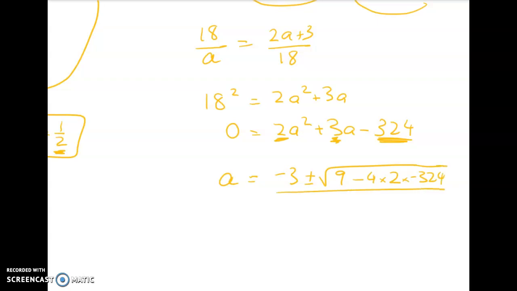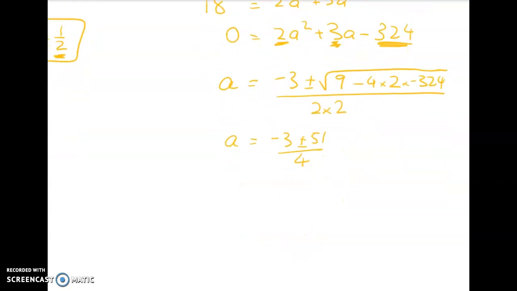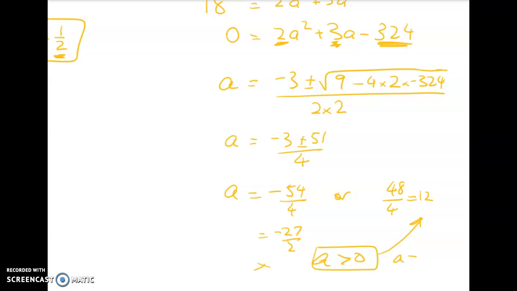All right, so I'm getting some quite big numbers here. So I've got 2A in the denominator. That gives me A is equal to negative 3 plus or minus 51 over 4. So A is equal to negative 54 over 4, or 48 over 4, which is 12. So this one here is negative 27 over 2. But we know from the question that A has to be greater than 0. Okay, so that means A is equal to 12.